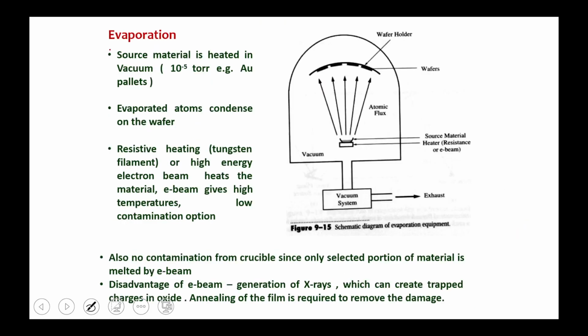So this is the evaporation system. See the schematic of that. This is a substrate holder, where the vapor will be held. This is the crucible, and this is the vacuum system. You have the crucible, and there is a heater or E-beam here. Either you give heat and increase the temperature here, the material will melt, and this will be evaporation.